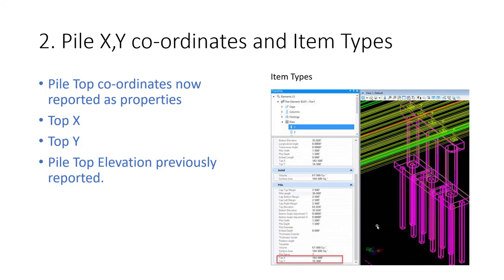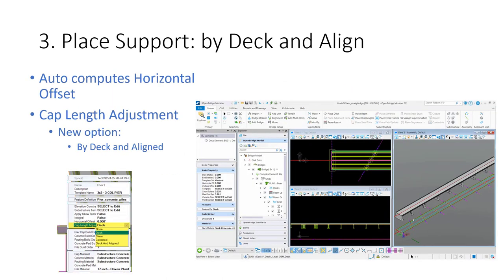As part of the item types, as you want to retrieve that information, we included the XY coordinates and item types of the piles. The pile support is by deck and alignment. Remember that we used to calculate when the alignment was at a certain offset from the deck. We needed a certain horizontal offset and our calculation was done by hand. Now it's done automatically by the software.